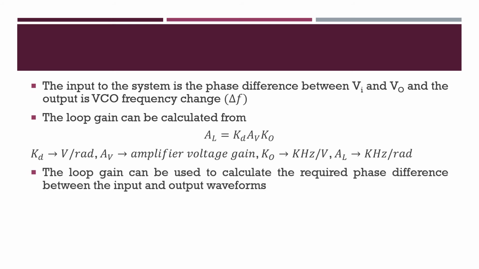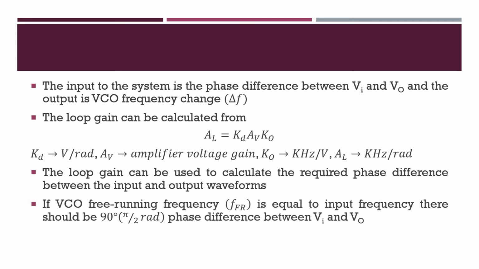The loop gain can be used to calculate the required phase difference between the input and output waveforms. If the VCO free running frequency, which we term here as FR, initially considered as F0, is equal to the input frequency, there should be a phase difference of 90 degrees, or pi by 2 radians, between the input voltage and the output voltage waveform.